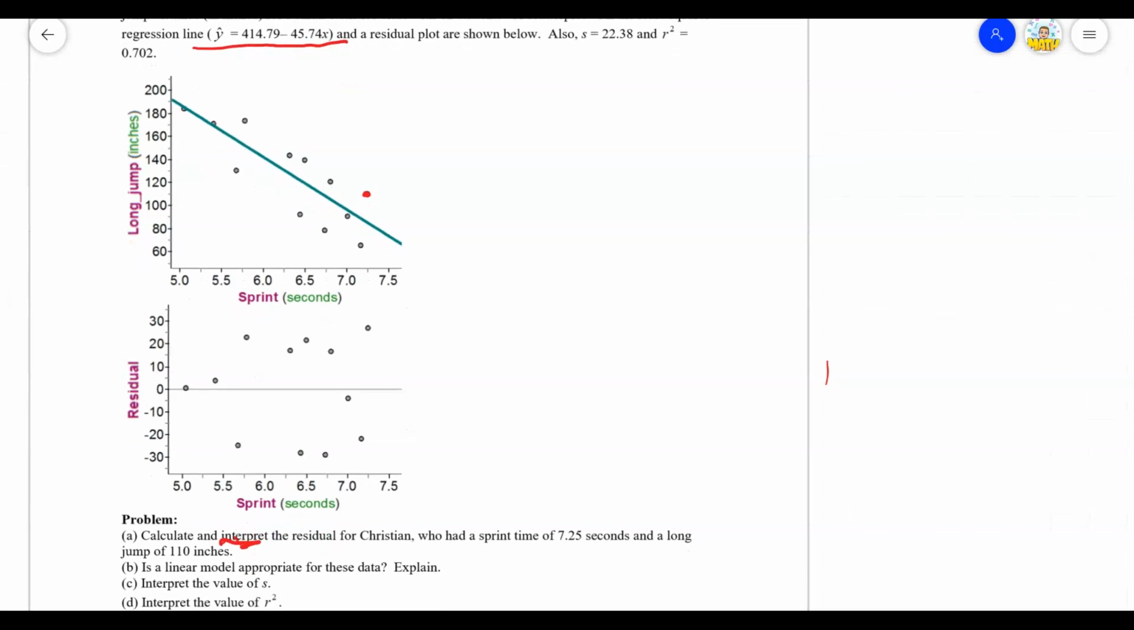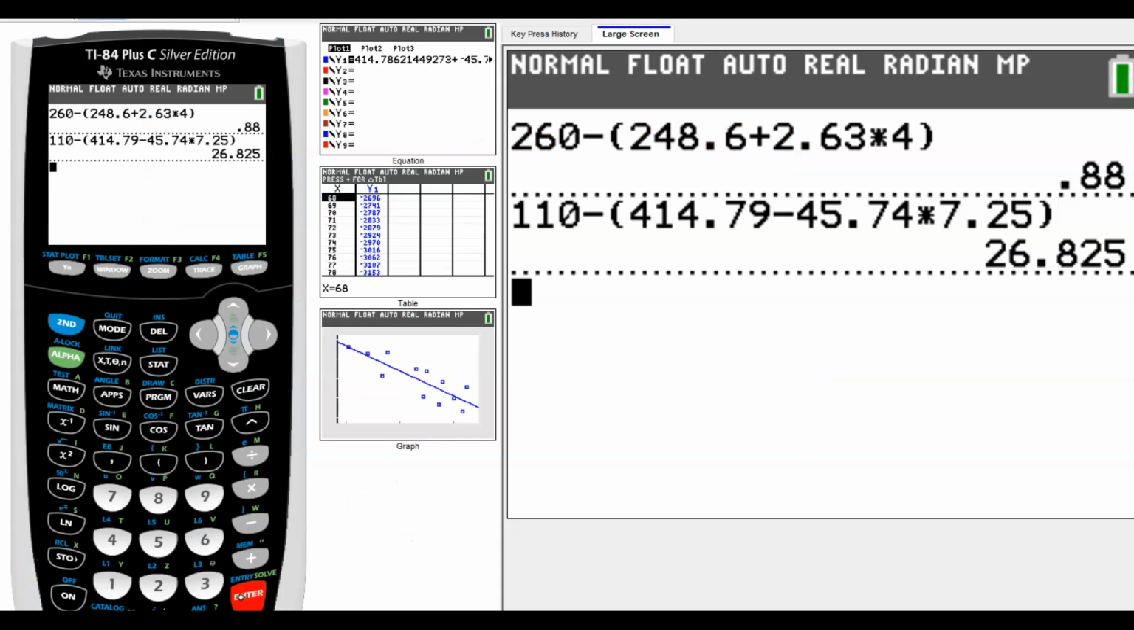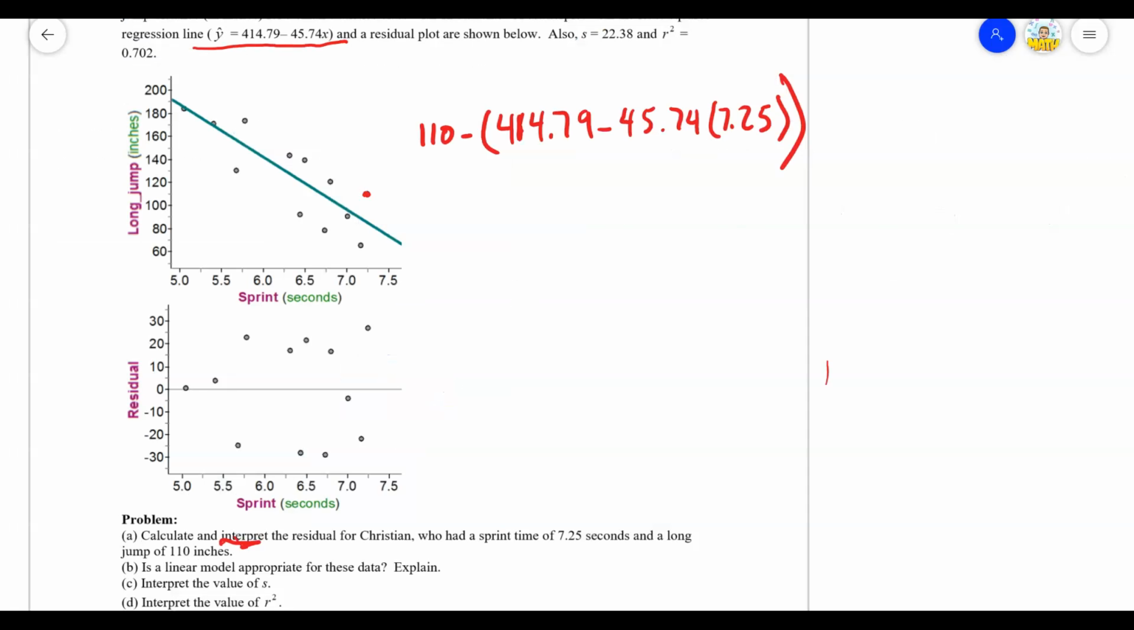It's his actual long jump, which was 110, minus the predicted long jump, which would be 414.79 minus 45.74 times 7.25. And again, we're going to let the calculator do the heavy lifting there for us. I'll just plug that in. Okay, so I enter that, and as we expected, the prediction was too low, the residual is 26.825. So let's go back and see if we can interpret that.